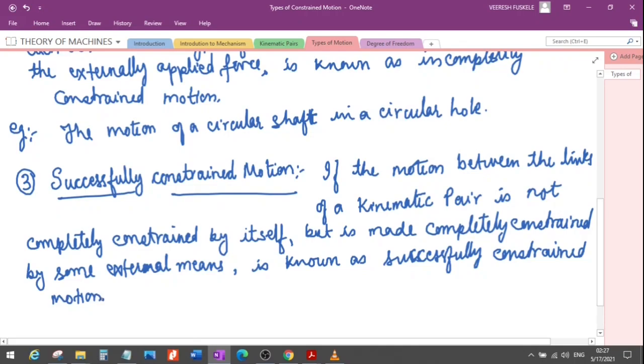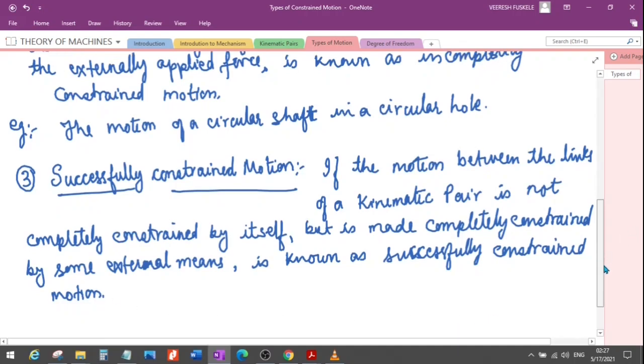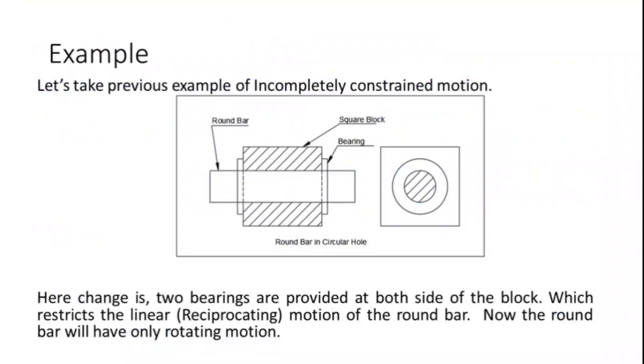Right? So what do we mean to say? That the motion actually is not completely constrained, or basically it is an incompletely constrained motion, but we are making it a completely constrained motion by applying some external means, right? The example that we can cite here is like the previous example of incompletely constrained motion. We had a circular shaft inside a circular hole of a square block. It was free to either reciprocate or rotate depending upon the type of externally applied force.